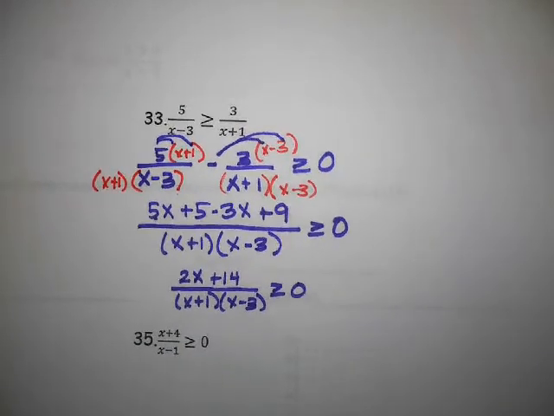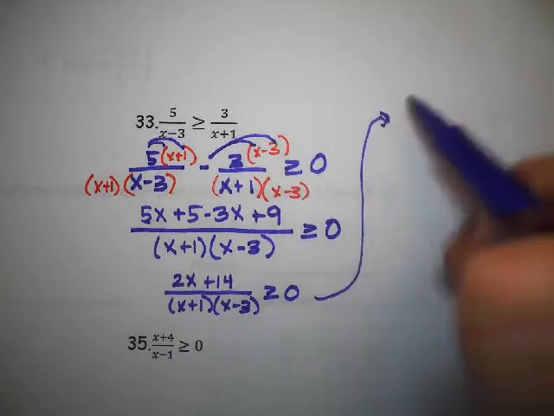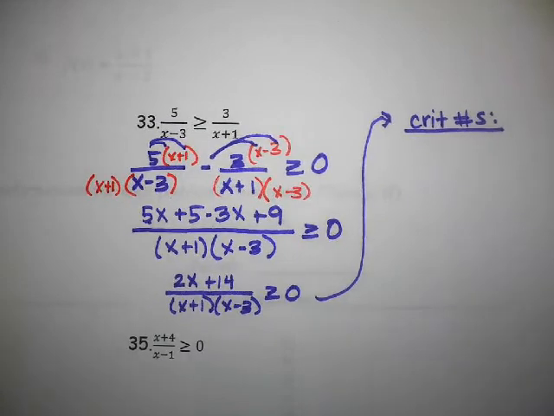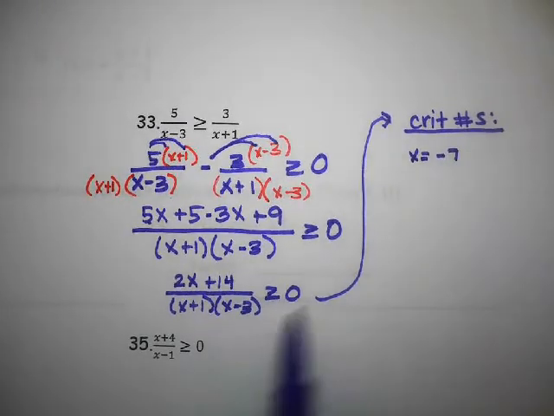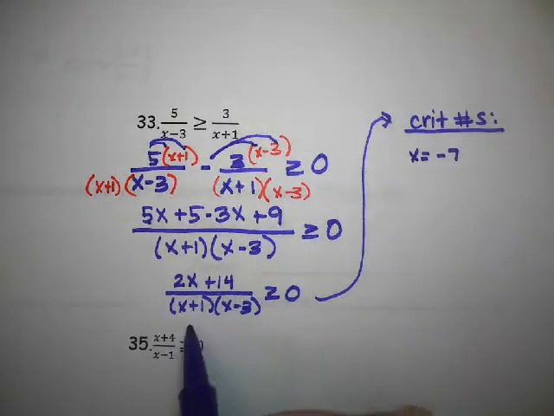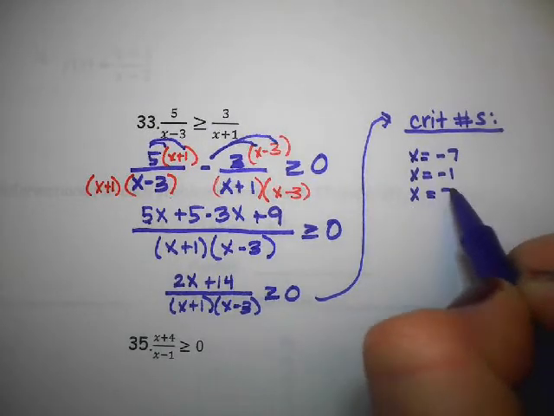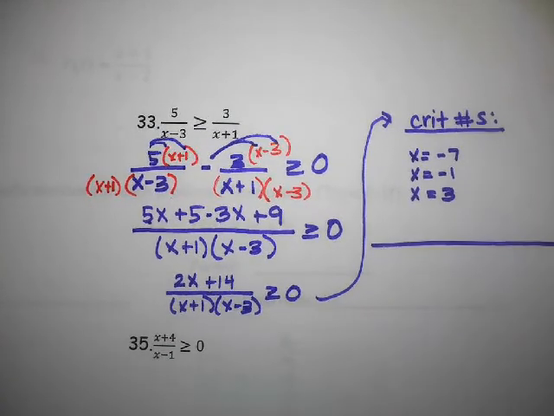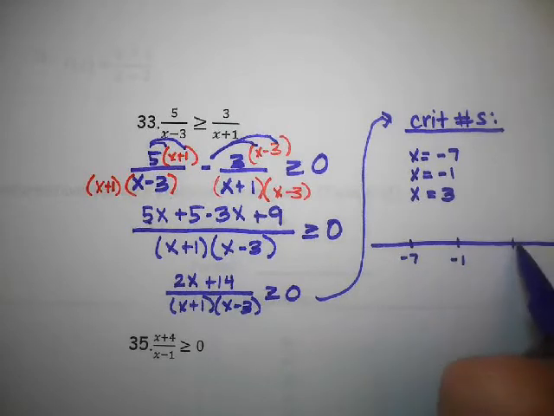At this point, the purpose of getting it down to here is to find our critical numbers. So I'm going to come up here for a minute and list what my critical numbers are. My critical numbers come from setting the numerator equal to 0. If I set the numerator equal to 0, I get negative 7, and then also setting the denominator equal to 0, so negative 1 and 3. Then I take my critical numbers and I put them on the number line. I start with the smallest one, negative 7, negative 1, and 3. And then we pick some test numbers.